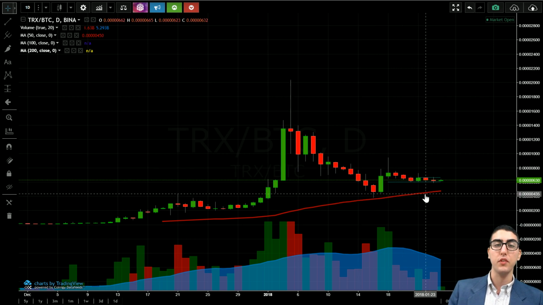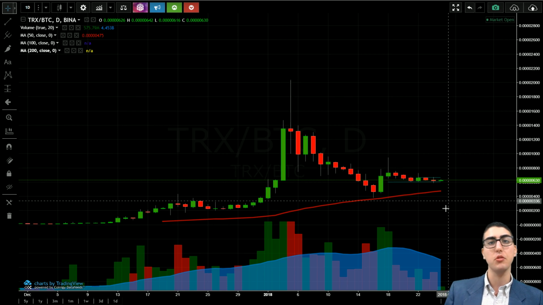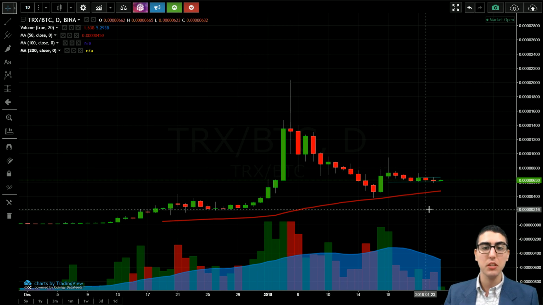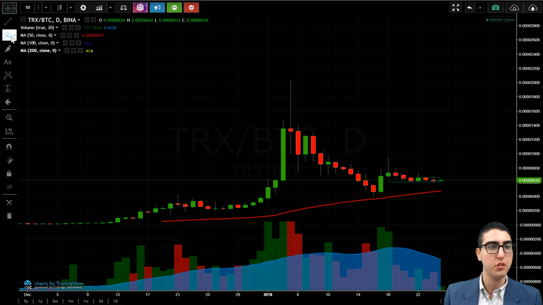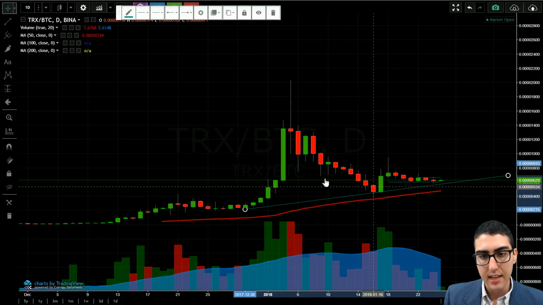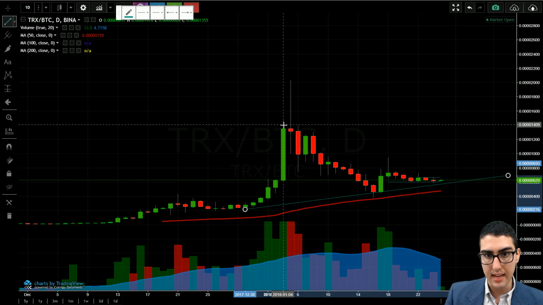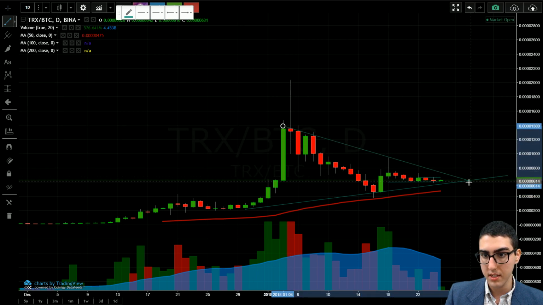And if you guys know how a moving average works, as time progresses, if the price stays up, that moving average is going to start catching up to it. So Tron could potentially see a breakout in the near future. You can see if you're looking at these support levels, it is ascending, and then you can see these resistance levels here as well. It's descending. So that would indicate a pennant.